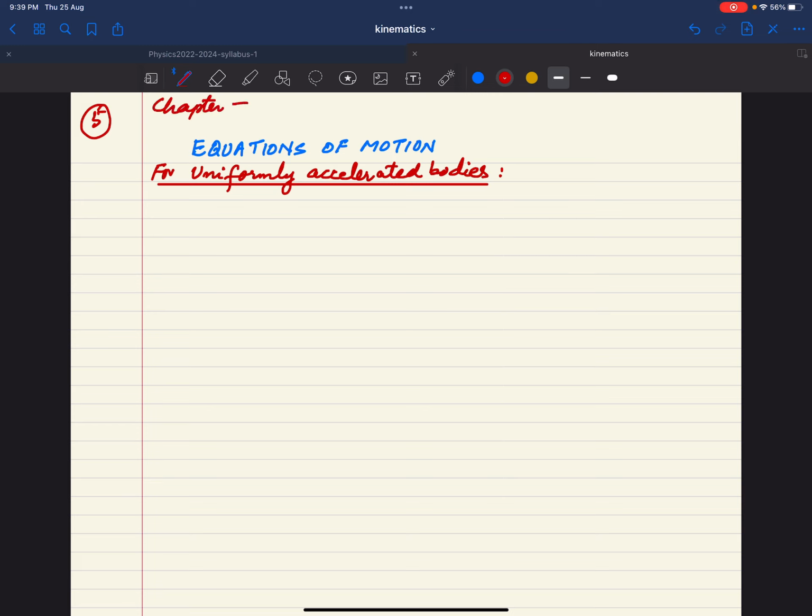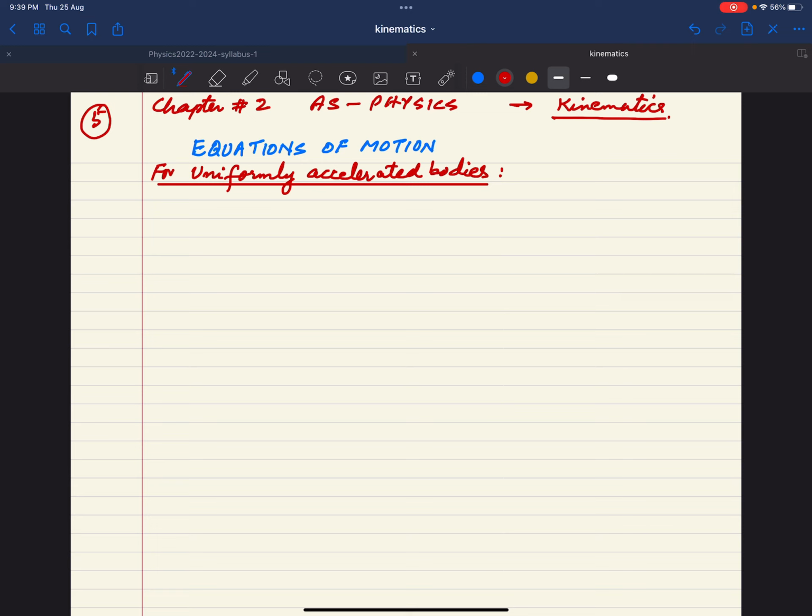Here we have the continuation of chapter 2 of AS Physics, and of course, you know that the chapter is Kinematics. Here we have another topic, as I said, this is the equations of motion.